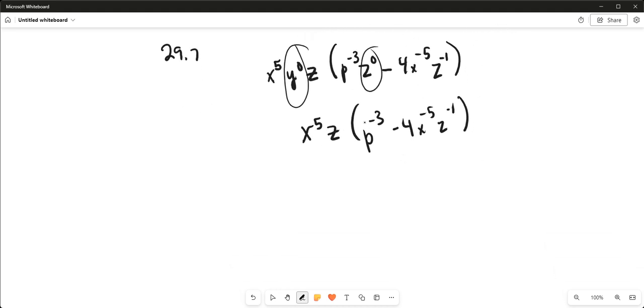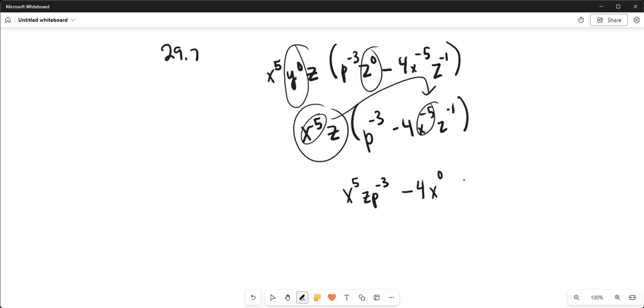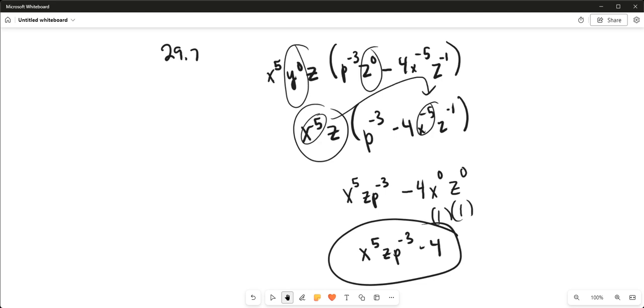x to the fifth power z times p to the negative third is going to be x to the fifth z p to the negative 3. And then this times this is going to be minus 4x to the 0 power, right? And z to the 0 power. So these are both positive ones. So your whole expression will be this, minus 4.